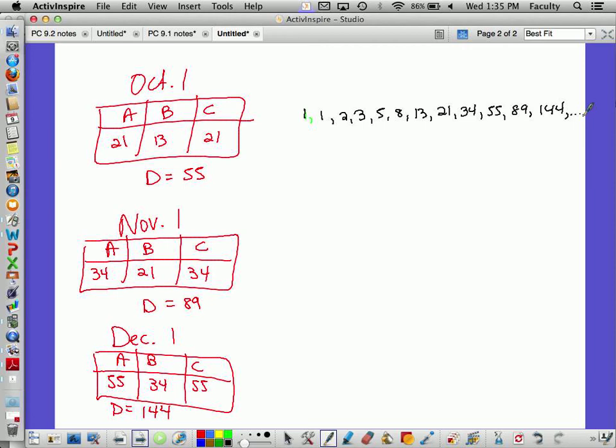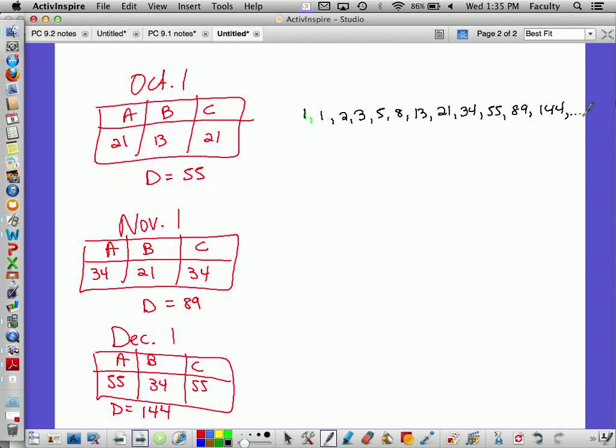1 plus 1 is 2. 1 plus 2 is 3. 2 plus 3 is 5. 3 plus 5 is 8. 5 plus 8 is 13. 8 plus 13 is 21. 13 plus 21 is 34. If you add the previous 2, it'll give you the next one.